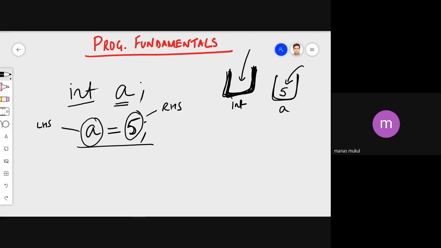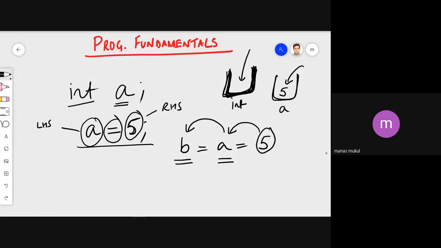Now, who is helping us do this operation of taking the value and putting it into a? This is the operator that we call the assignment operator. Now, if we have something like b is equal to a is equal to 5, what is happening here? The value 5 is being put into this container a, and from this a, this value 5 is again being put into the container b. So here we have two different containers, and this value 5 is being poured into those two different containers.